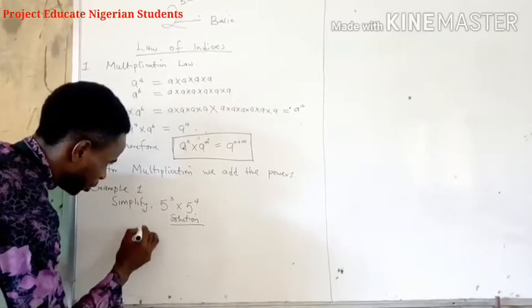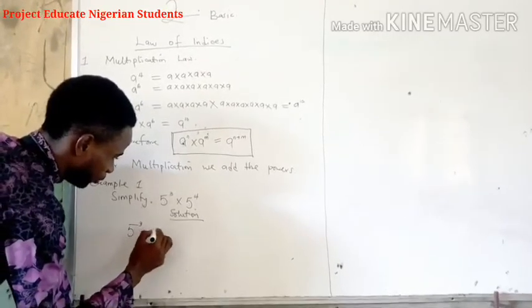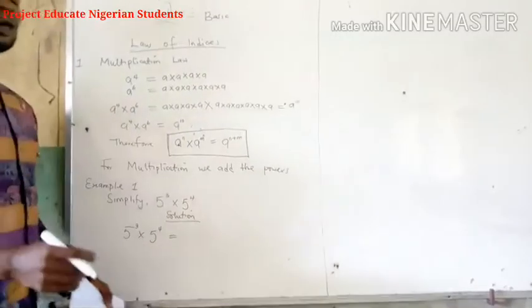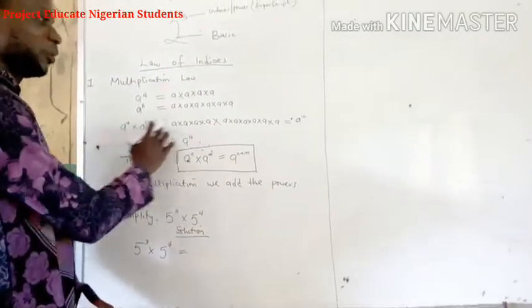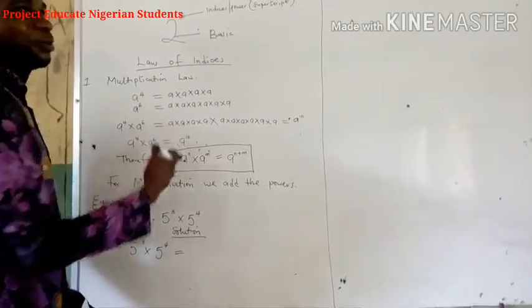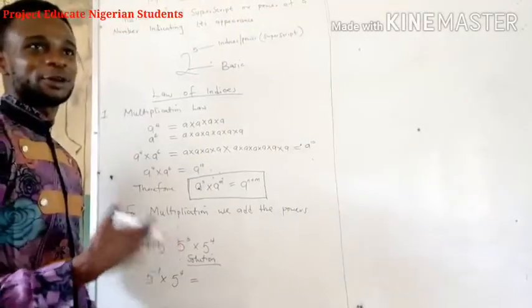We have 5 raised to power 3 times 5 raised to power 4 is equal to. Now remember, we can do it this way, but it will take us time. In mathematics, we find a way to solve things.